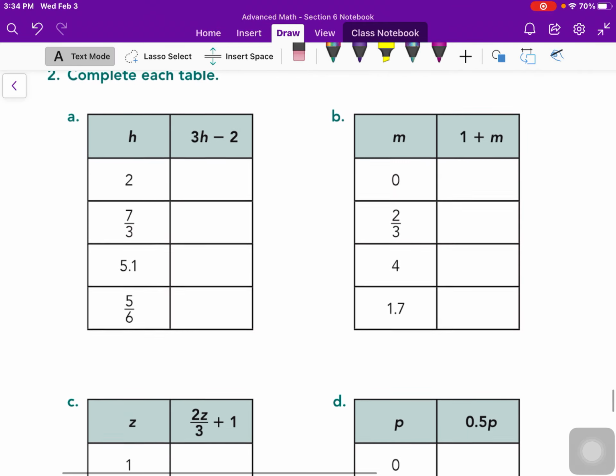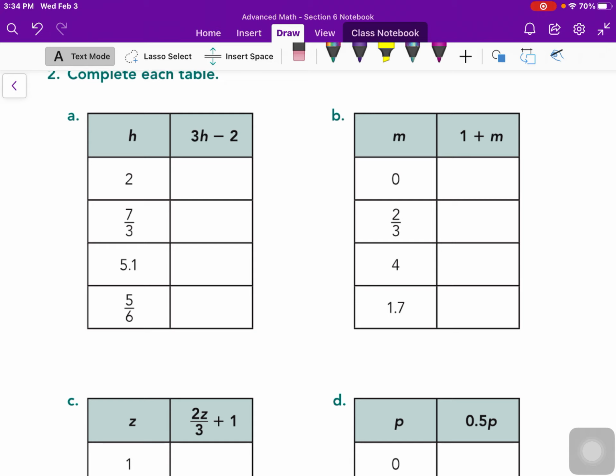Same thing can be done with tables. So when we have tables, we see what h is going to equal, and we can substitute lots of different values for h into our equation. So let's do this first one together, and then I'm going to have you do the rest on your own. If we put 2 in for h, that would be like saying 3 times 2, and 3 times 2 is 6, and 6 minus 2 is 4. So 4 would be our missing number in that one.